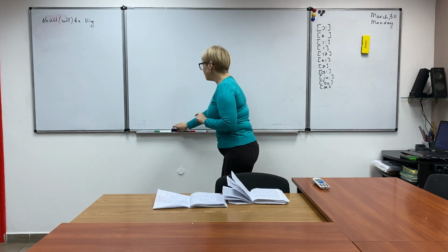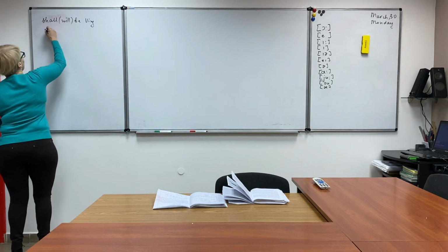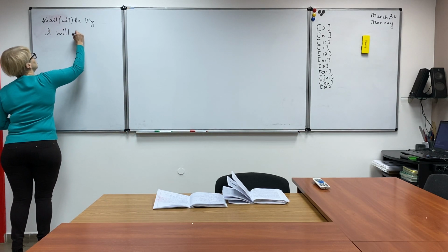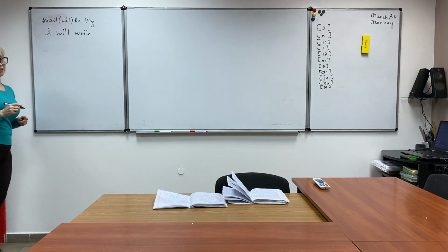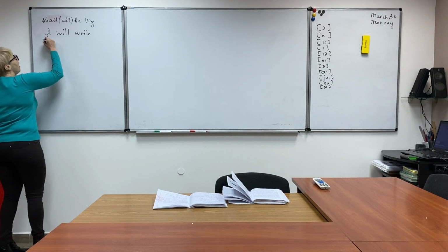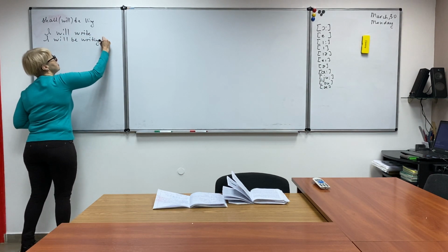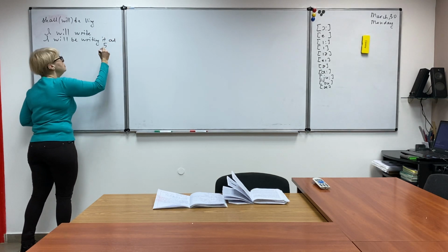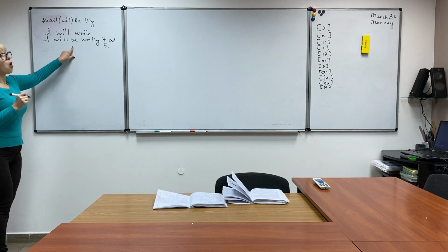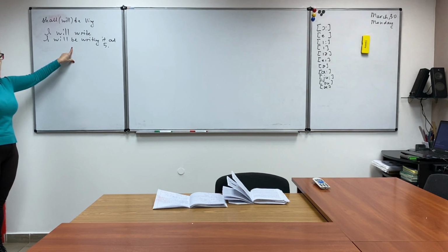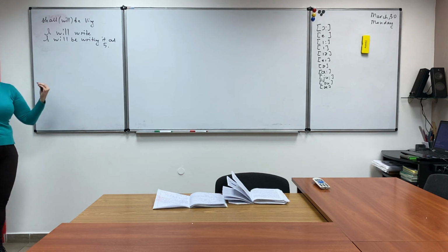For example, take these sentences. I will write. This sentence shows the intention of our activity. You are not planning it, you are eager to do it. You're ready to do it. But saying, I will be writing it at 5, for example, you are saying that you are planning to do it, and this activity will last. It will last for some time.